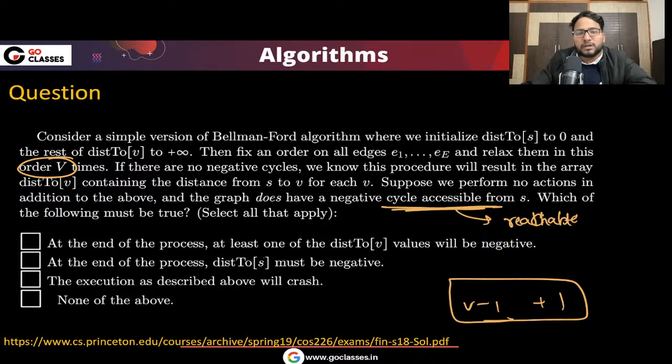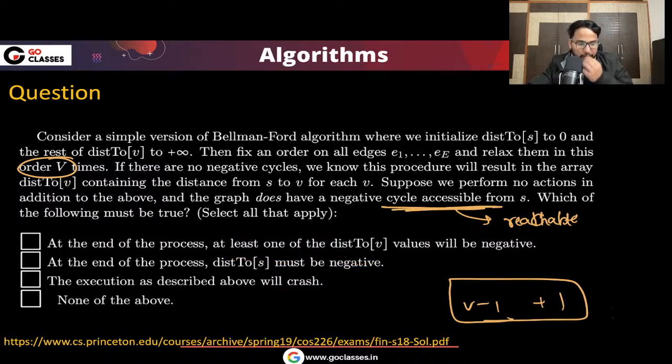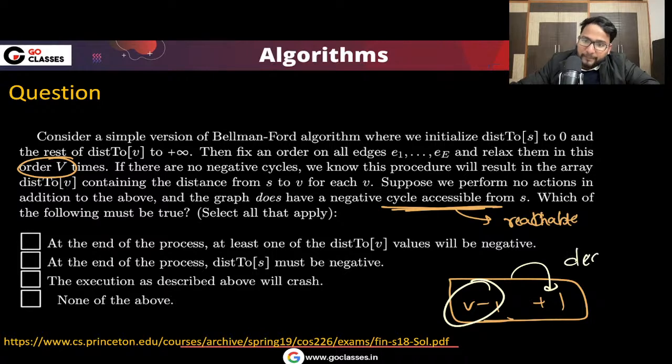At the end of the process, at least one of the distance values will be negative. Do you think so? See, it will get decreased. From this V minus 1, if you do it one more time, then it will get decreased. The decrease will happen, right? But is it necessary that it will finally be negative? Need not be, right? So at least one of them will decrease, but will it ultimately be negative? Need not be.